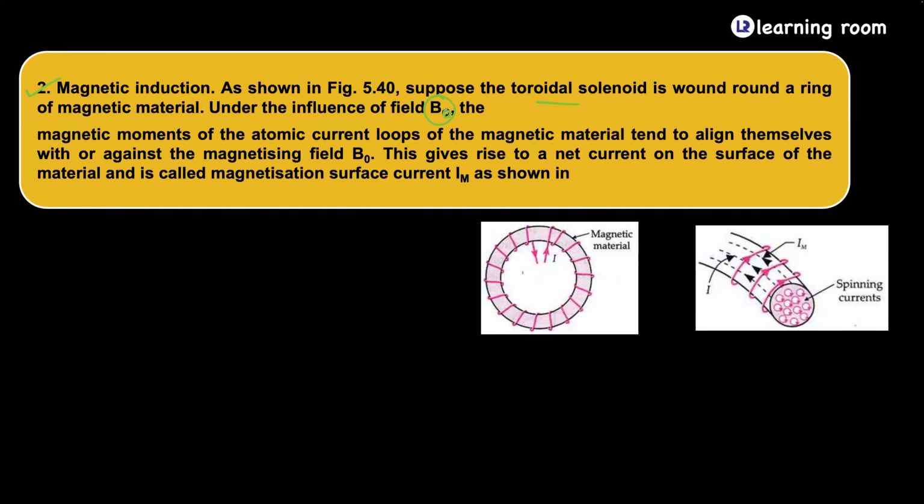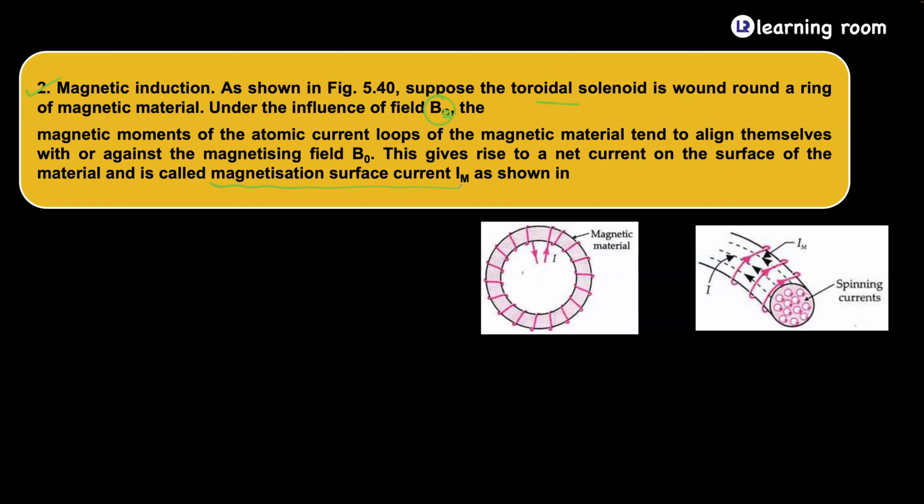the magnetic moments of the atomic current loops of the magnetic material tend to align themselves with or against the magnetizing field B naught. Okay, since we have used B naught here, I'll use it as B naught only. Correction. Okay. So this gives rise to some net current on the surface of the material, and that current is what is called the magnetization surface current.